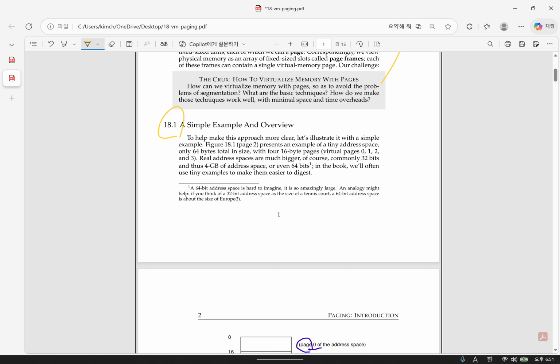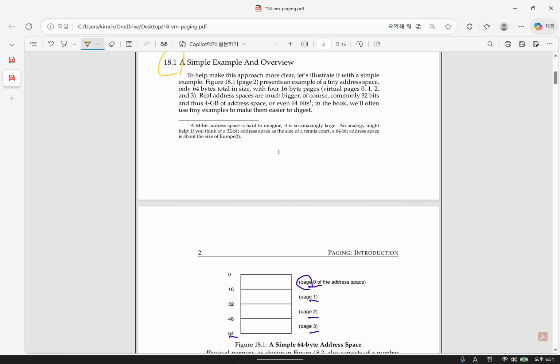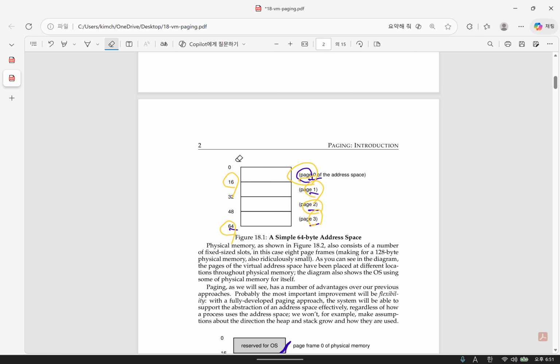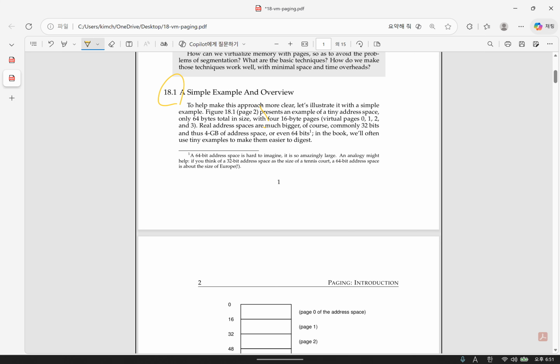Okay, so let's dive into 18.1. To help make this approach more clear, we will illustrate it with a simple example, which is this. It's a simple 64-byte address space, which means it's a virtual memory, and the page is 16 bytes big, so it's page 0, 1, 2, 3.